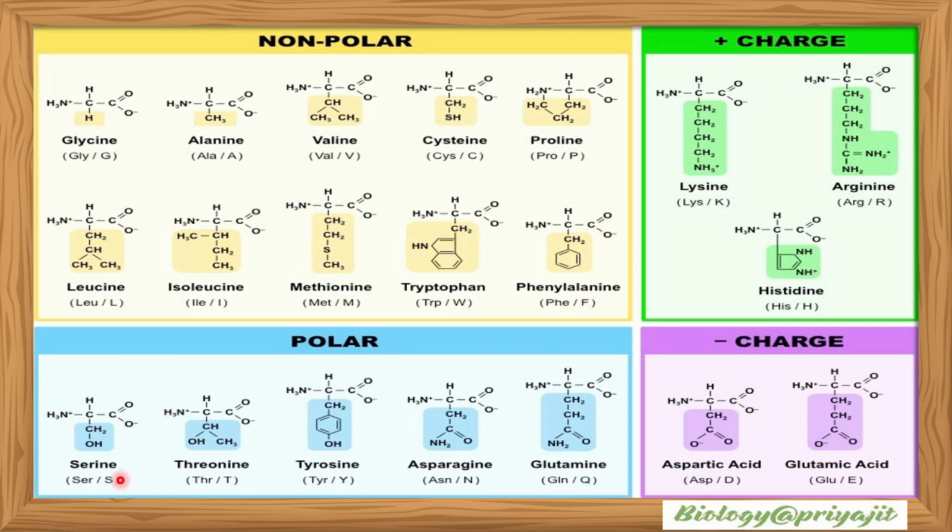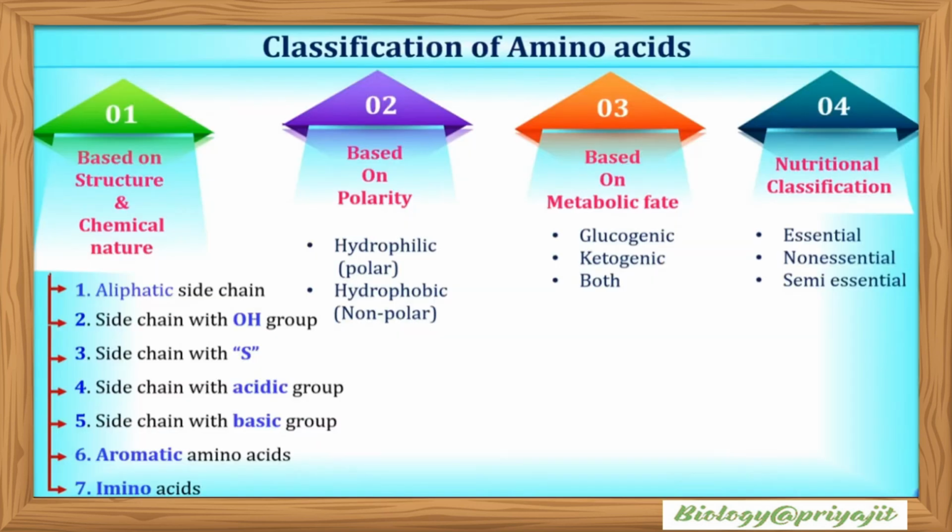Polar amino acids are serine, threonine, tyrosine, asparagine, and glutamine. These are the polar uncharged amino acids, and then the polar charged amino acids. Polar charged amino acids can be two types, positively charged and negatively charged. Polar positively charged amino acids are lysine, histidine, and arginine. Polar negatively charged amino acids are aspartic acid and glutamic acid.